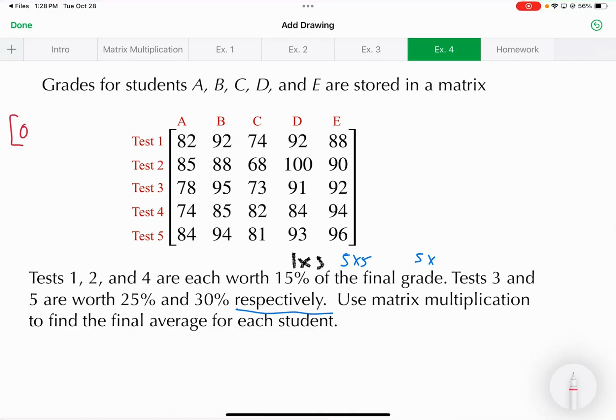Okay, so what do we say? 1, 5, 0.15. 3 was worth 25%, 0.25. I know you guys are sighing because you've been waiting for this moment for so long, and now it's finally here. And it's just a sigh of relief, right? That's what we're, yeah, okay.